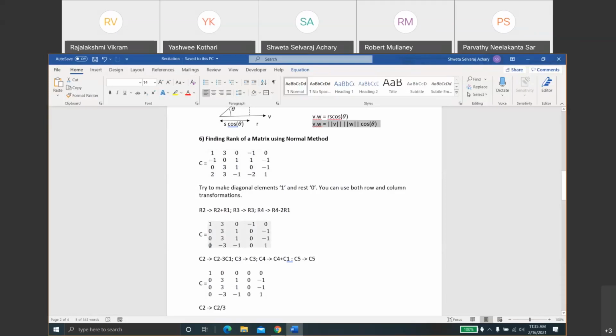Now, you cannot just subtract the first element, right? You'll have to do the same for the entire row. Okay, and you'll have to fill in the matrix.